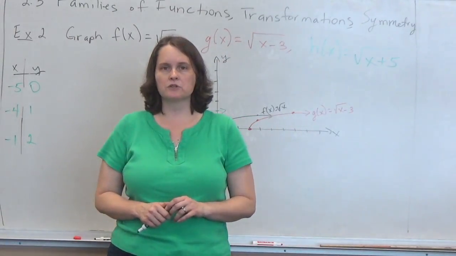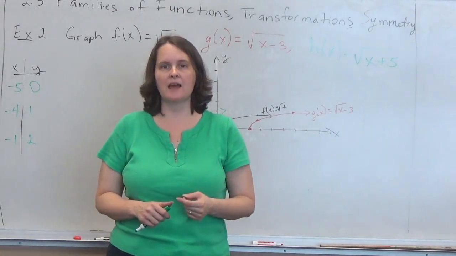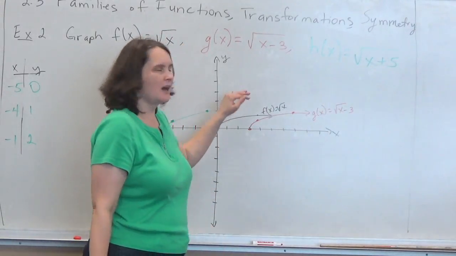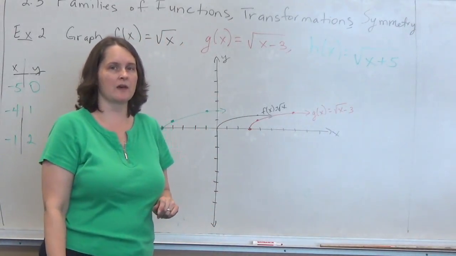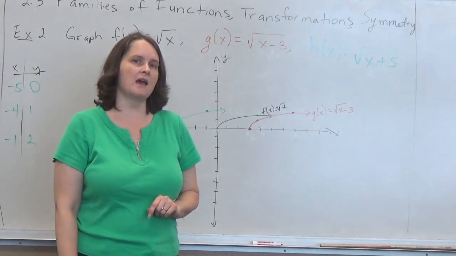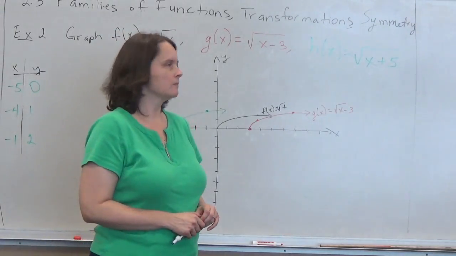We saw with the vertical shift, adding a positive moved it up, adding a negative moved it down, and that makes intuitive sense. But you're going to have to remember that the horizontal shifts are not quite that way. Adding a positive will move it to the left, and then adding a negative will move it to the right. So they're going to seem a little bit backwards.